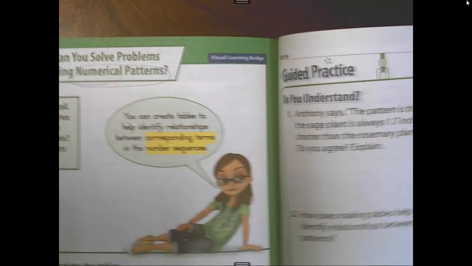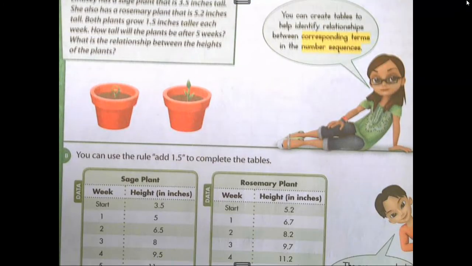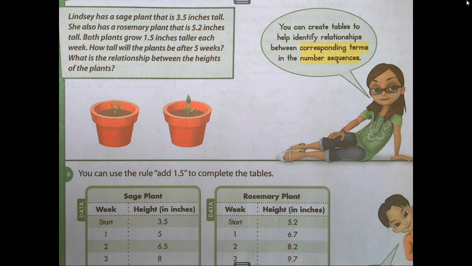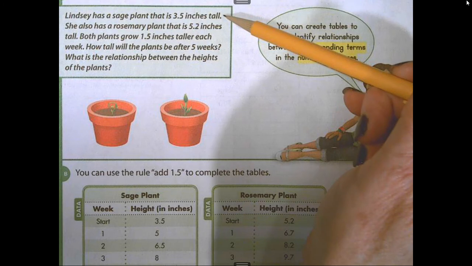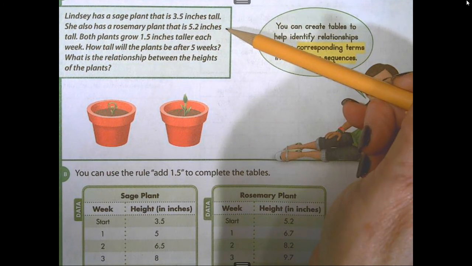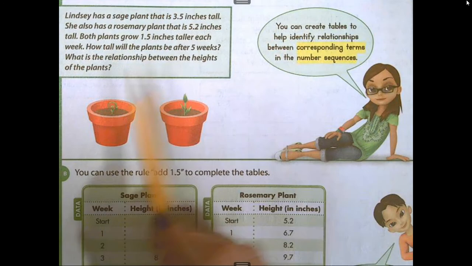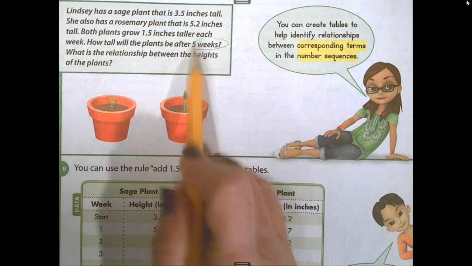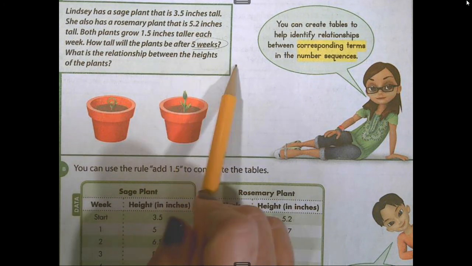All right. On the next page, the visual learning is the next example problem, and you can just look through with me. This one's already been worked out, so look to see how this is similar to what we just did. Lindsay has a sage plant that is 3 5/10 inches tall. She also has a rosemary plant that is 5 2/10 inches tall. Both plants grow 1 5/10 inches taller each week. How tall will the plants be after 5 weeks? And then the question is, what is the relationship between the heights of the plants?